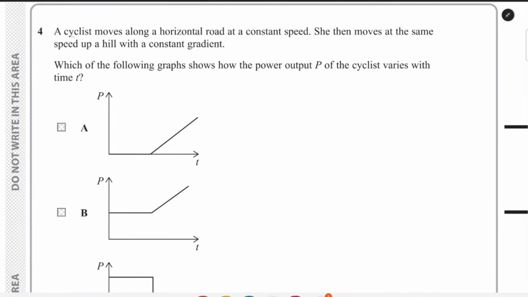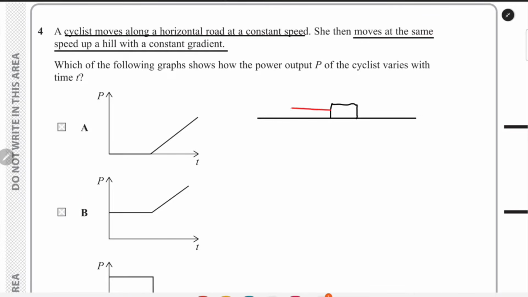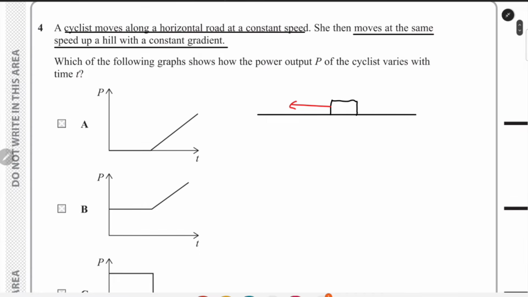Now in question number 4, we are given that a cyclist moves along a horizontal road at a constant speed and then moves at the same speed up a hill with a constant gradient. So when she's on a horizontal road, this is the force diagram. She'll experience some resistive forces from friction and air resistance. So this is the resistive forces. So there must be an equal forward force for the acceleration to be 0, because we are given this is a constant speed, which would mean that the net force is 0.